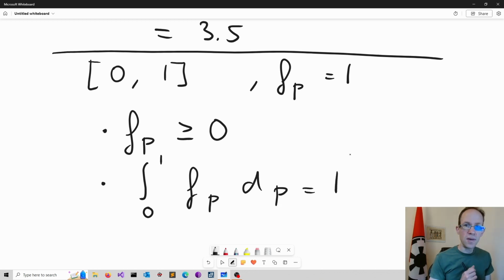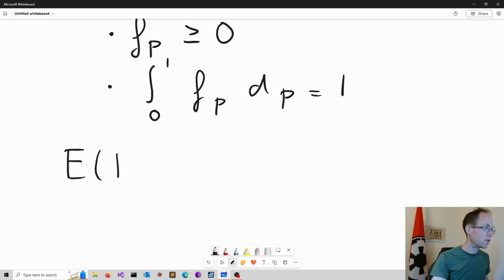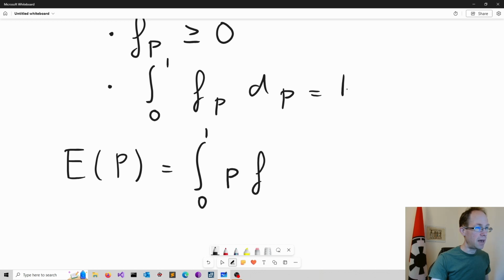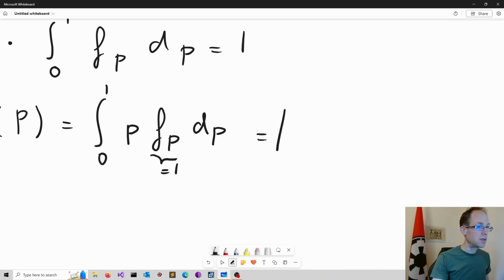Now, taking the expectations operator yields the following. So the expected value of p is now the integral from 0 to 1. The outcome is p, and then f(p) refers to the probability density function, and I integrate over p. The density function is equal to 1, and that would integrate as follows: 1/2 p squared, from 0 to 1, and I would get 1/2.